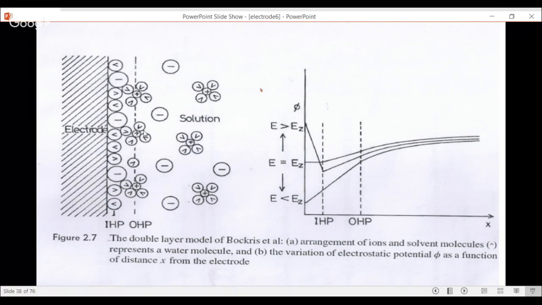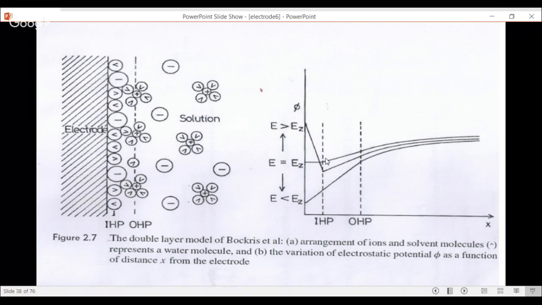The average coordination number of the solvent molecules may not be a constant thing. So therefore, this is the model proposed by Bockris. The arrangement of ions and solvent molecules is shown, where a solvent molecule here represents the water molecule. The variation of the electrostatic potential psi as a function of the distance chi from the electrode is shown here.